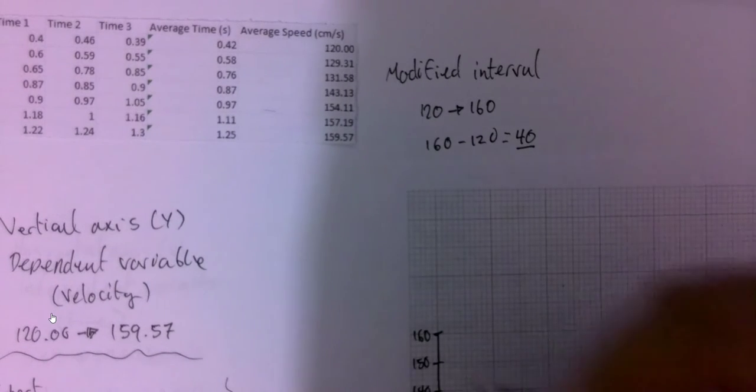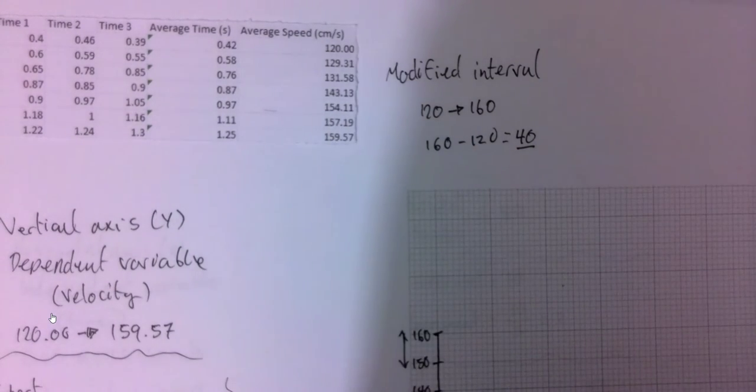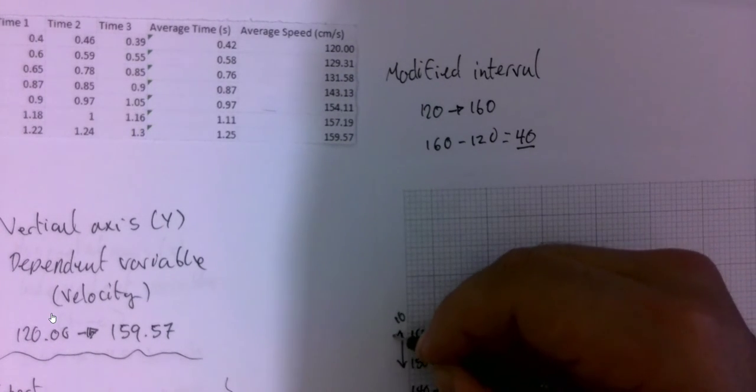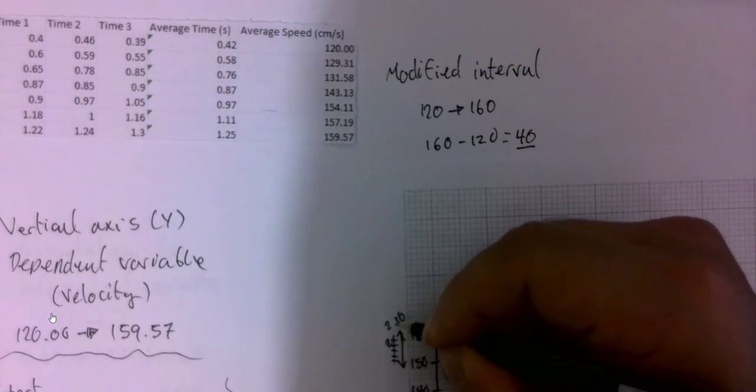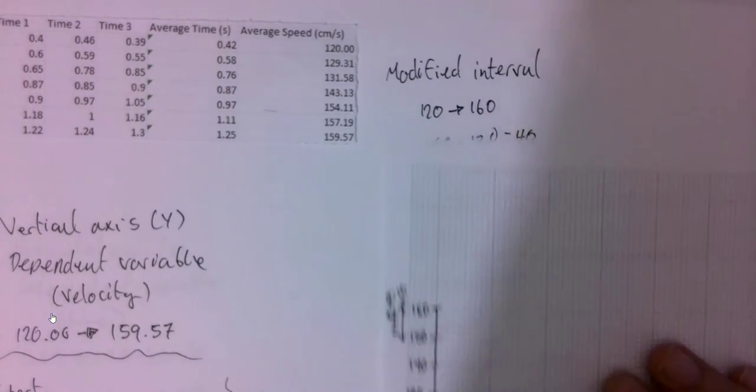Okay. Now just remember, each one of these increments is equal to a value of 10, and each one of these blocks is equal to 2, right? So now we can start plotting our data.